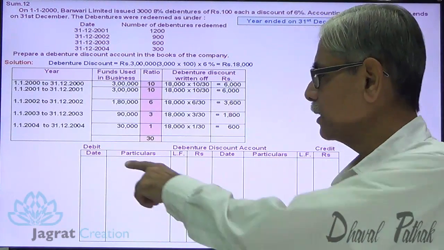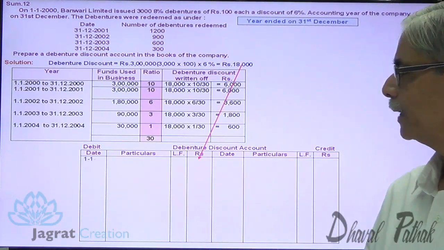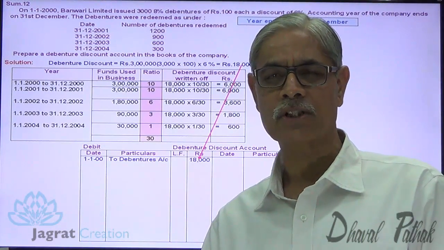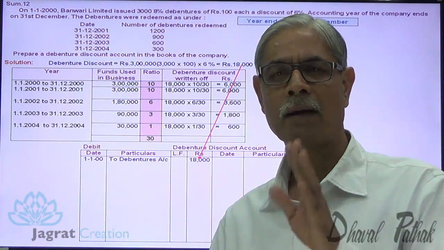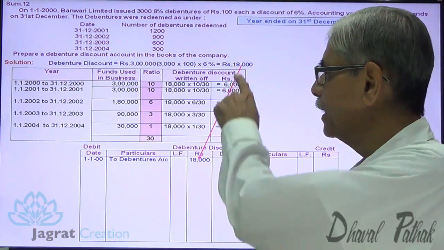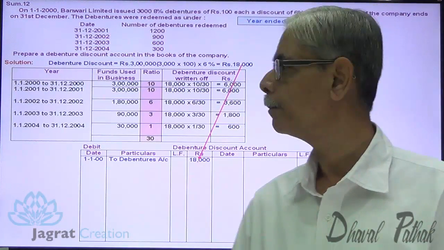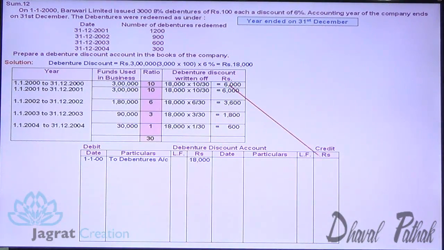Debenture discount 18,000 will be debited to debenture discount account, being a loss. So debenture discount account debit to debentures account credit is the first entry that is recorded at the time of issue of debentures. Now this 18,000 debenture discount has to be written off as prescribed over here. Notice it. So 6,000 credited to debenture discount account, profit and loss account debit to debenture discount account, 6,000.